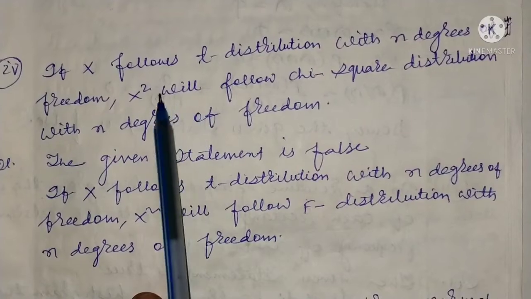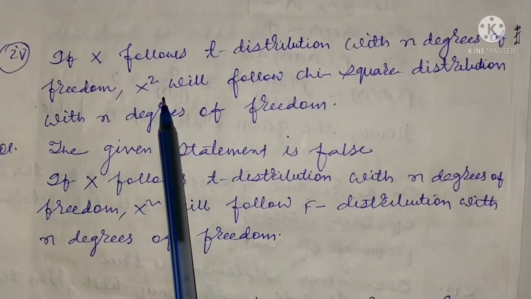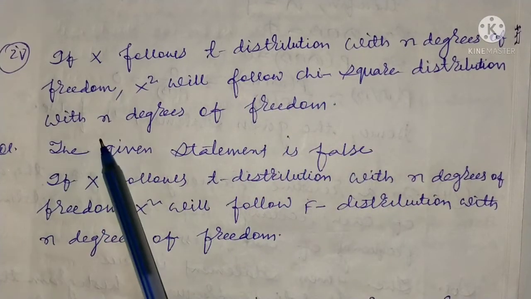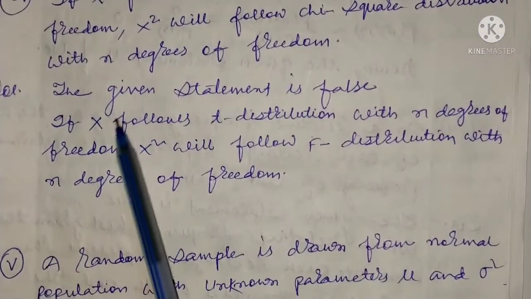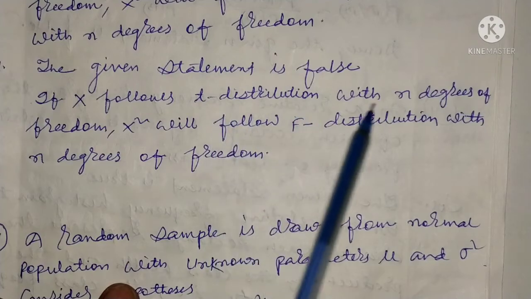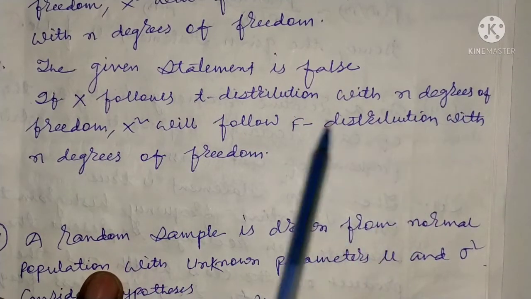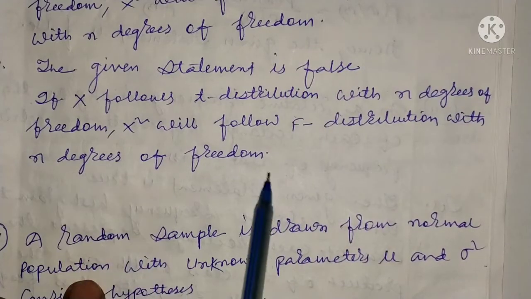After this, the next: if x follows t distribution with n degrees of freedom, x square will follow chi square distribution with n degrees of freedom. So we will say the given statement is false. If x follows t distribution with n degrees of freedom, x square will follow f distribution, not chi square distribution with n degrees of freedom.